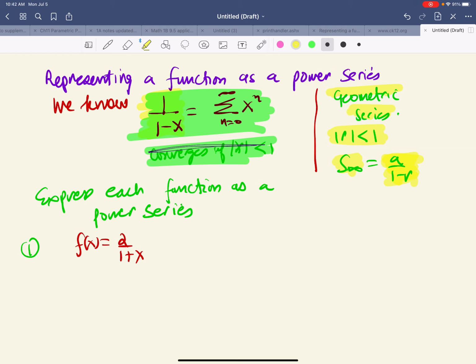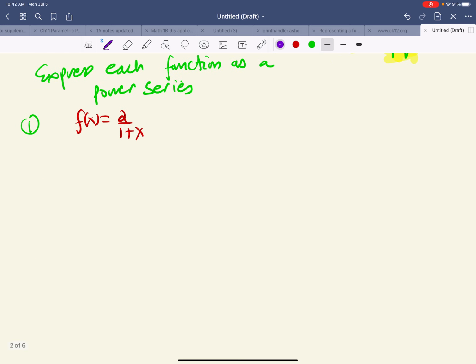Now we can express several functions as a power series. So my goal is to express them in this form somehow. Let's see. First of all, we have f of x is equal to 2 over 1 minus x. So we need to have something in the form 1 over 1 minus x. Then we can express it as a power series. I'm going to pull the 2 out and write it as 1 over 1 minus negative x. So it's the same thing. Negative times negative is a positive. So I haven't changed anything.